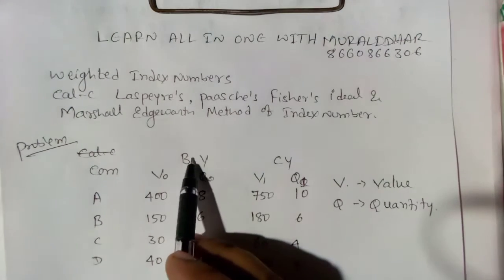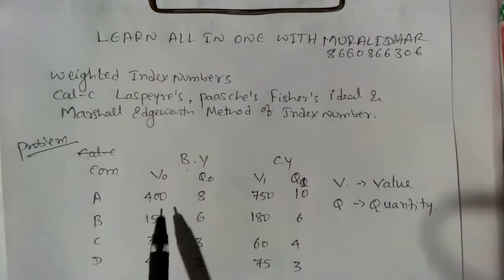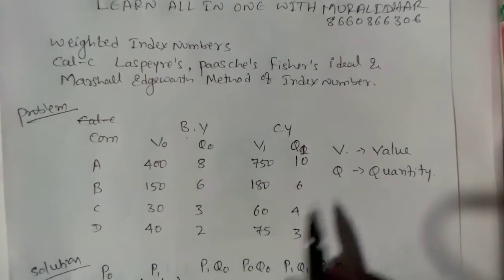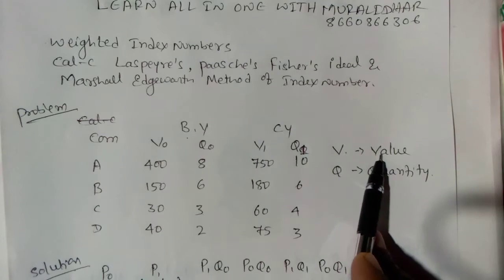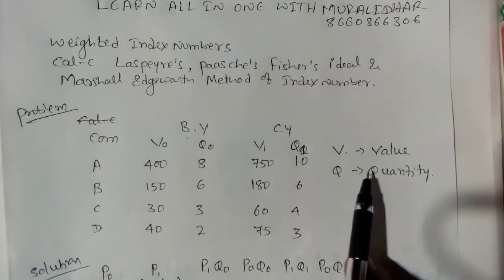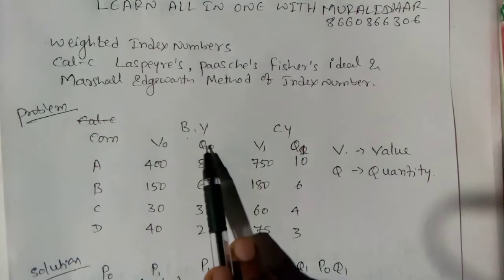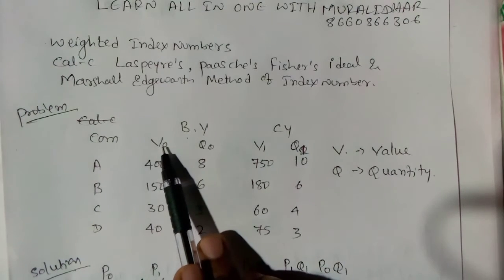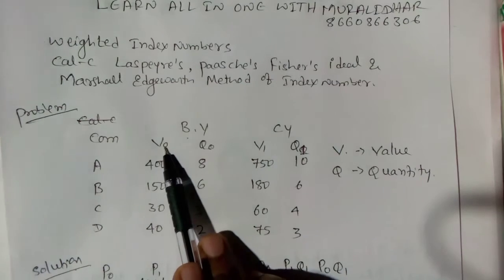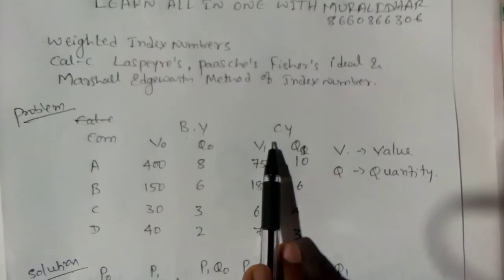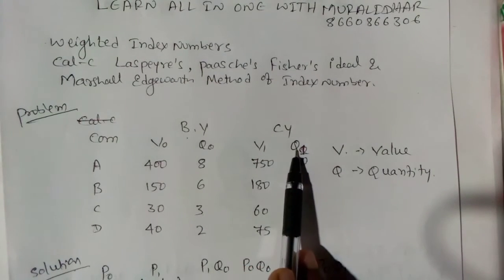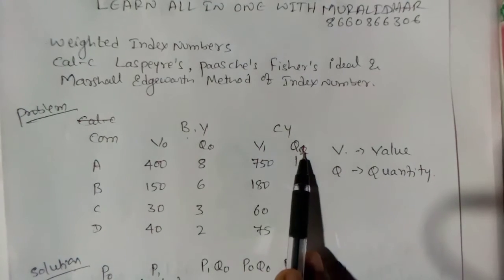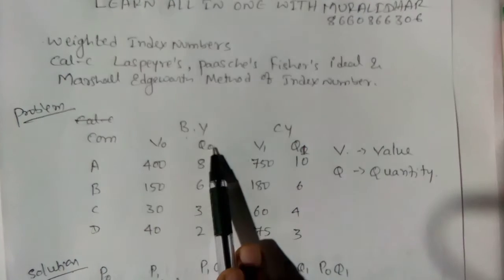This is the base year. This is the current year, and this is what the problem provides. This v means value, and q means quantity. Here v naught, q naught: when it is the base year, it becomes v naught because it is a value. This is the quantity, and this is the current year, the value and the quantity, v1 and q1. This is v naught and q naught.